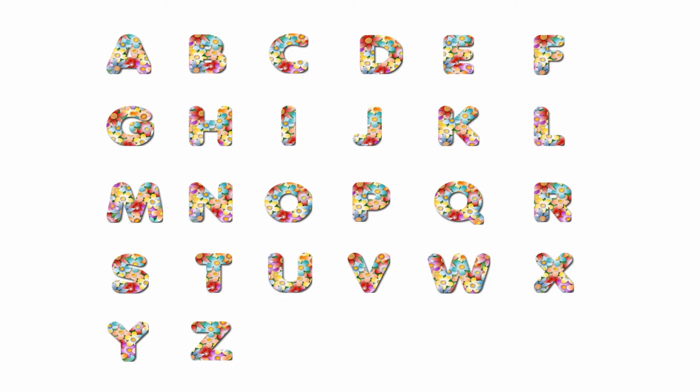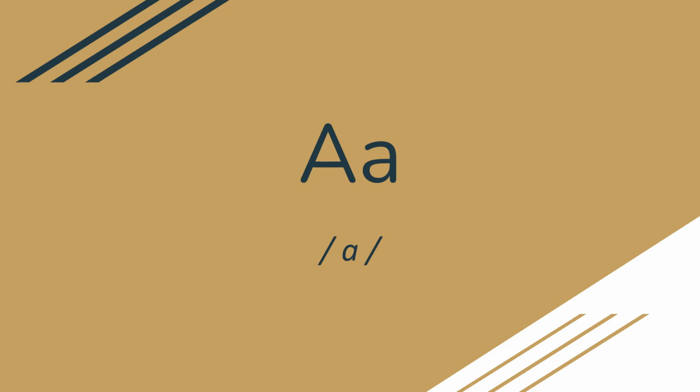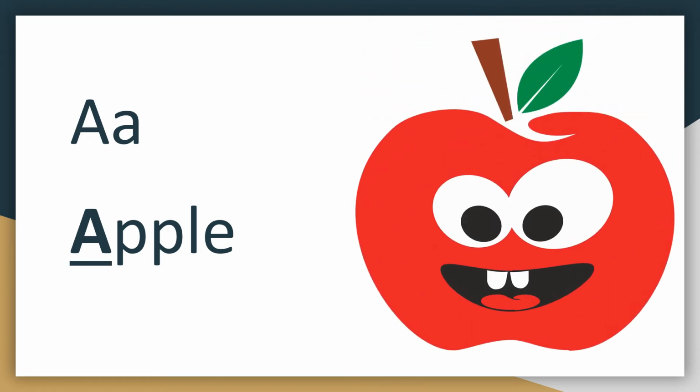These are all the names of the letters. These are not the sounds, but these are the names. Now let's take the letter A. When we spell the letter A, it sounds like A. Join with me. A. Now let's take some examples. A for apple. A. Apple.